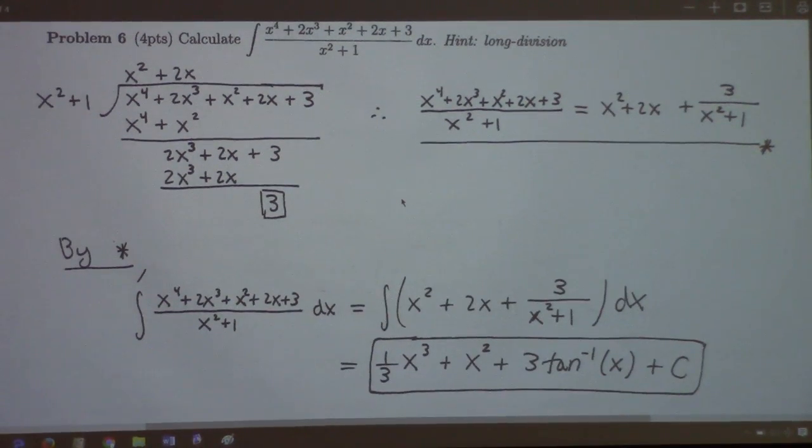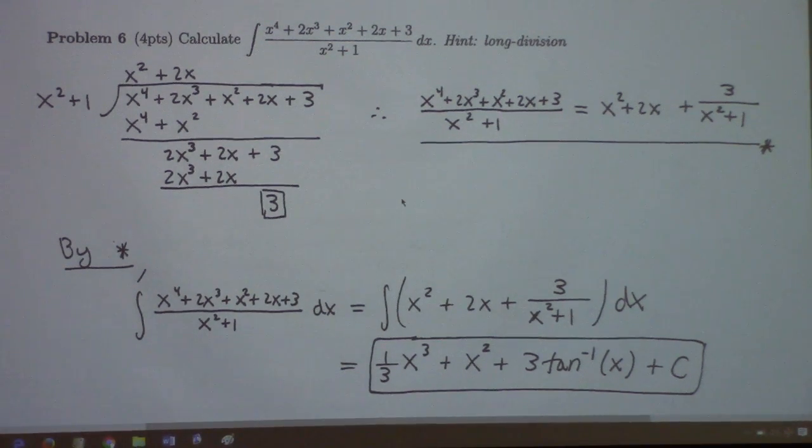And then the long division. All right, so integrate this thing, hint: long division. So here's my x to the 4th plus 2x cubed plus x squared plus 2x plus 3. I have to divide by x squared plus 1, so I put it here. x squared gives me x to the 4th plus x squared. Subtract. What we're left with is 2x cubed plus 2x plus 3. The x squared and x to the 4th canceled. Then I add 2x. That brings down a 2x cubed plus 2x. These cancel. It leaves me with 3. And that's the remainder.